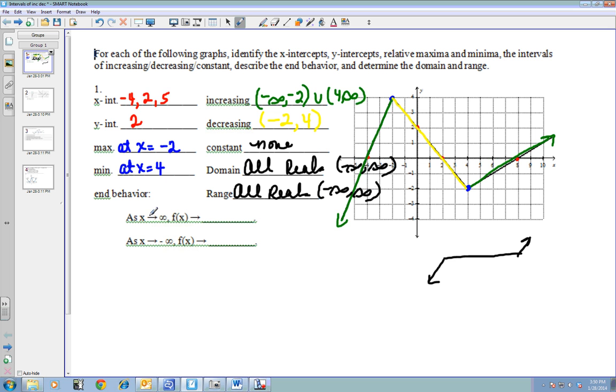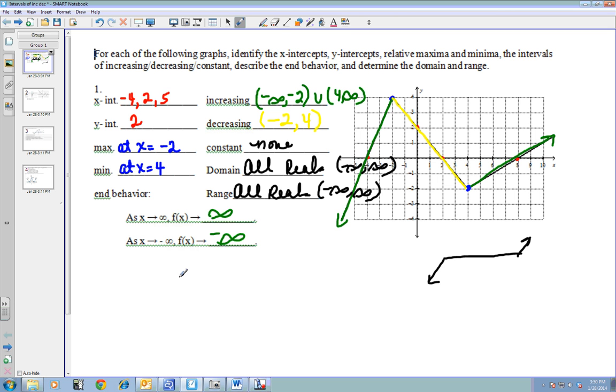Okay, now we want to describe its end behavior. Okay, and this is how we wrote it in class. So as x approaches infinity, what does f of x do? So as x approaches infinity, they're talking about the right-hand side of my graph, what are my y values doing? Well, they're approaching positive infinity. As x approaches negative infinity, they're talking about the left-hand side of my graph, what are my y values doing? They're approaching negative infinity because they're going down. Okay, so that's how you're going to do problems 1, 2, and 3.